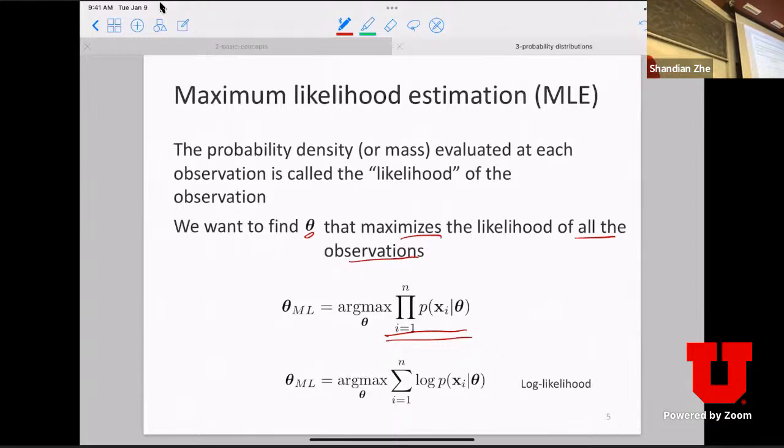Why? Because this density is usually very small. Suppose you toss a coin 100 times. The likelihood for each observation is between 0 and 1. If you toss 100 times, the total likelihood, because this is a product, kind of truncates to 0. So in most cases, to be more numerically stable, we take a logarithm over the likelihood, so that your product becomes a summation, and the log likelihood is much more reasonable. Then you just maximize the log likelihood. This is the MLE principle.